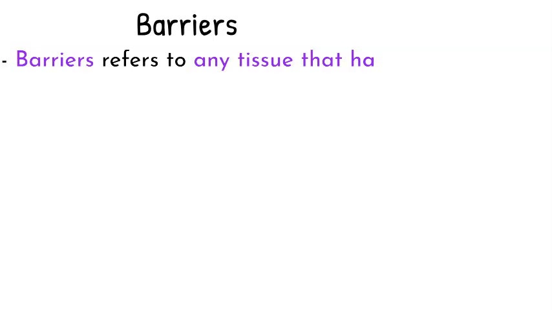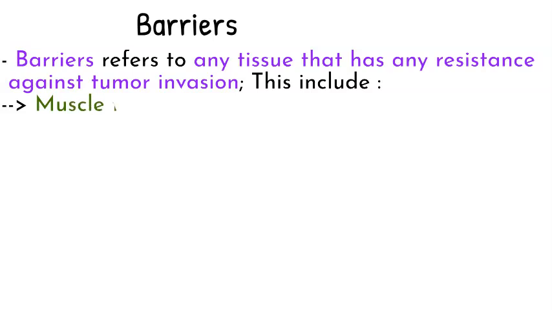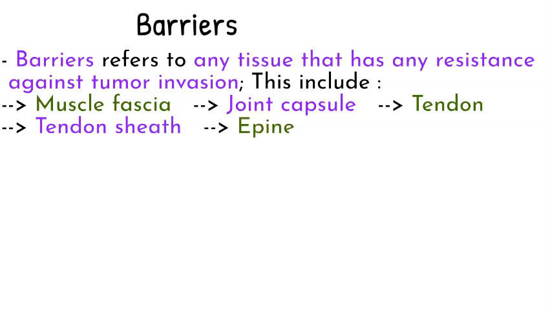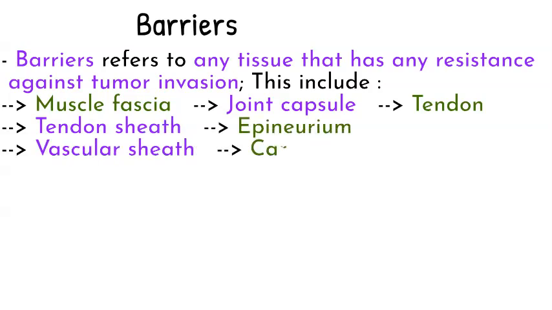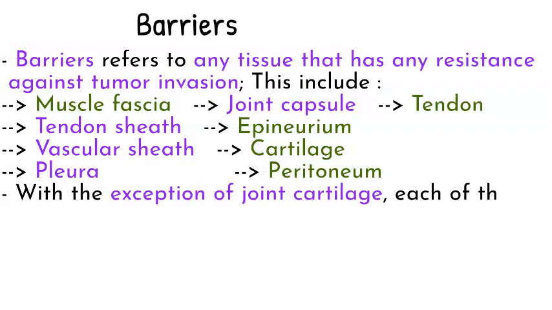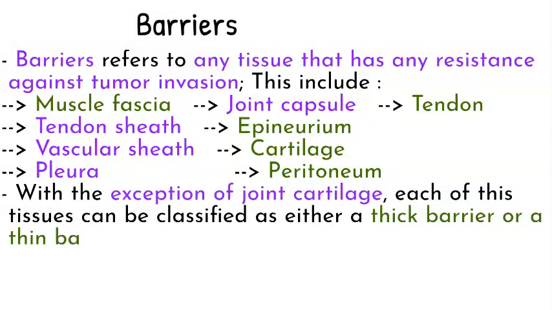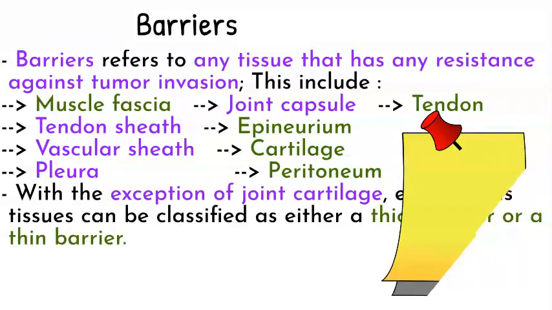Important, please take note regarding barriers. Barriers refers to any tissue that has any resistance against tumor invasion. These include muscle fascia, joint capsule, tendon, tendon sheath, epineurium, vascular sheath, cartilage, pleura, peritoneum. With the exception of joint cartilage, each of these tissues can be classified as either a thick barrier or a thin barrier.